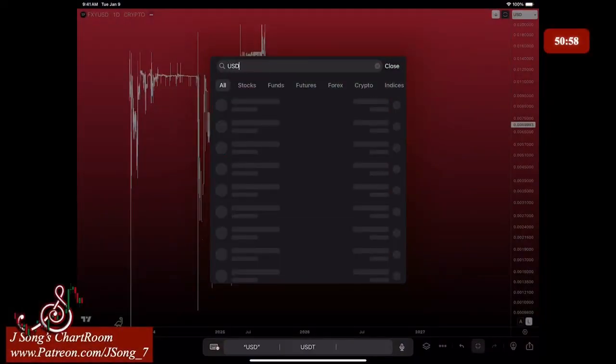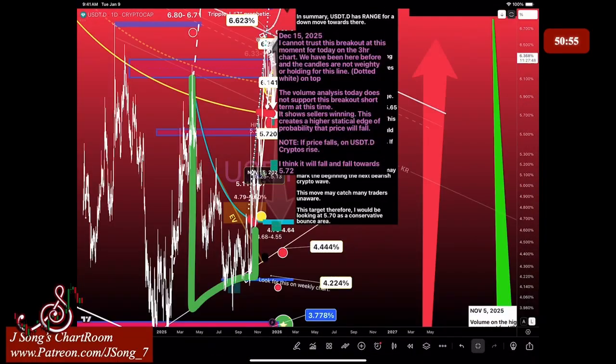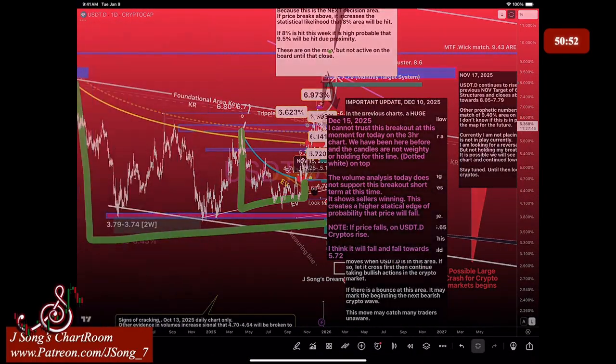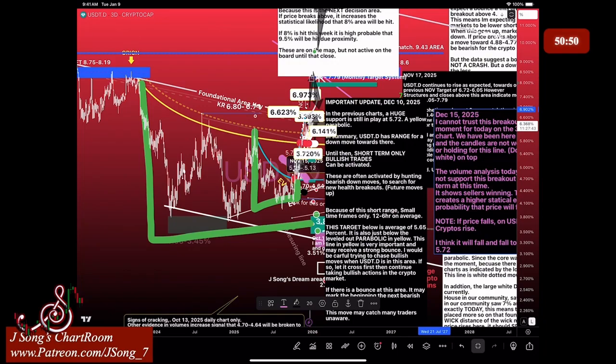On me. Let's pull up our USDT.D. You guys don't really need a deep analysis on this. You all have it, so just where I'm at. Here we are. I'll pull up the 3-day chart.